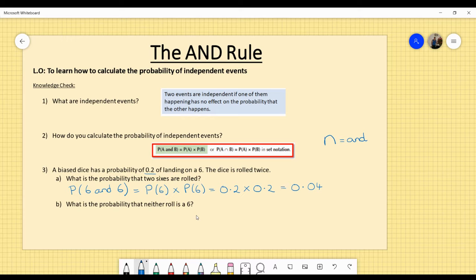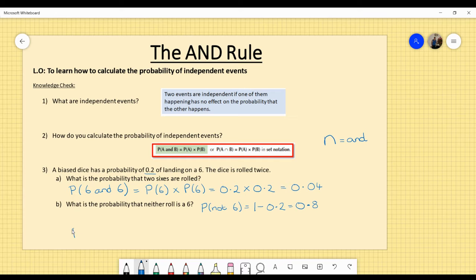And then if we have a look at part B, what's the probability that neither roll is a 6? The first thing we need to think about on this one is the probability of something not being a 6. And we know that probability always adds up to 1. So therefore, it's 1 take away 0.2, which tells me the probability of not getting a 6 would be 0.8.